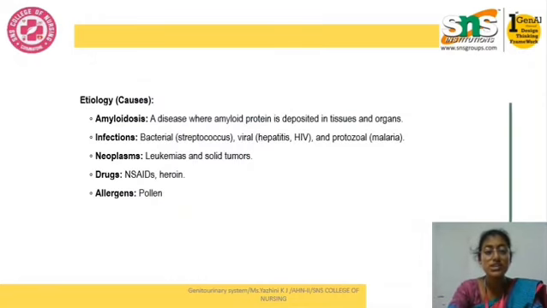These are the causes, like infections, neoplasm, drugs, or allergens. Amyloidosis means a disease where protein is deposited in the tissues of the organs. These are the main etiologies, the reasons for getting nephrotic syndrome.